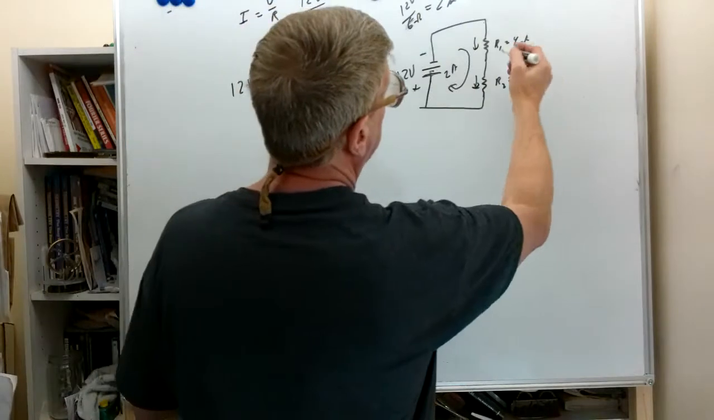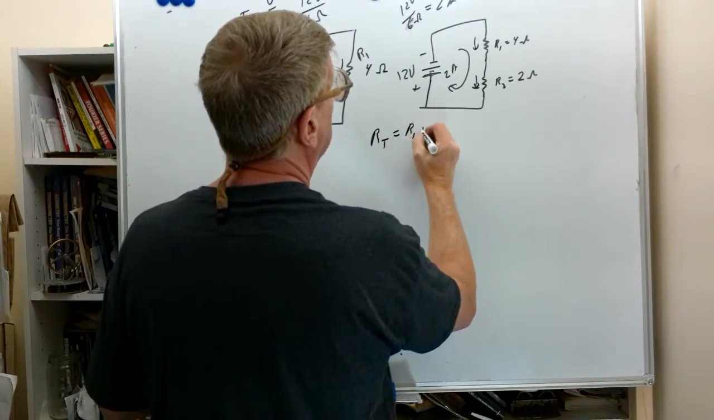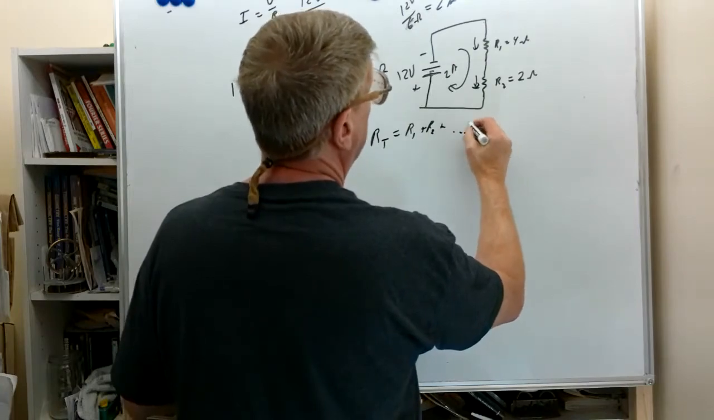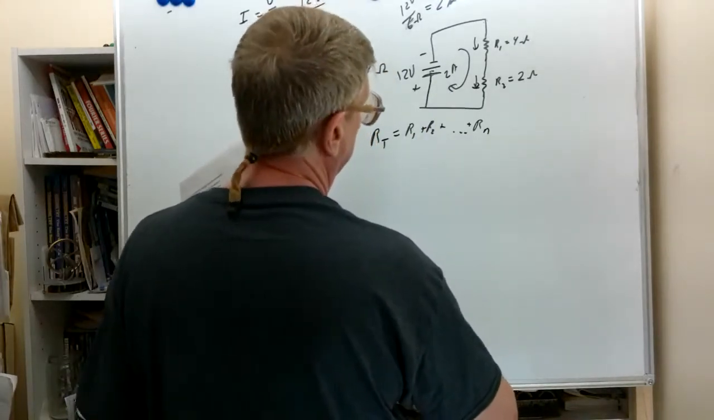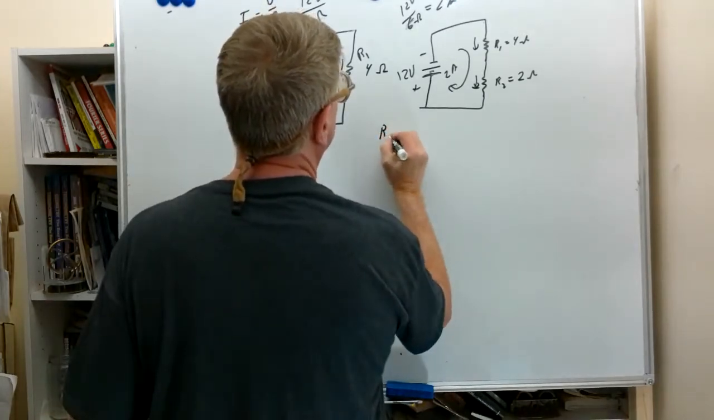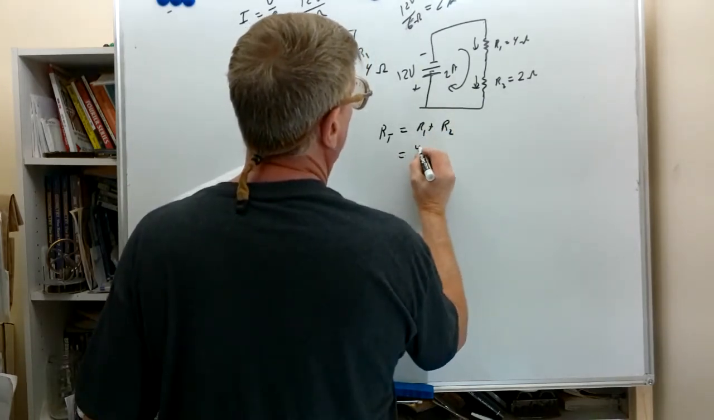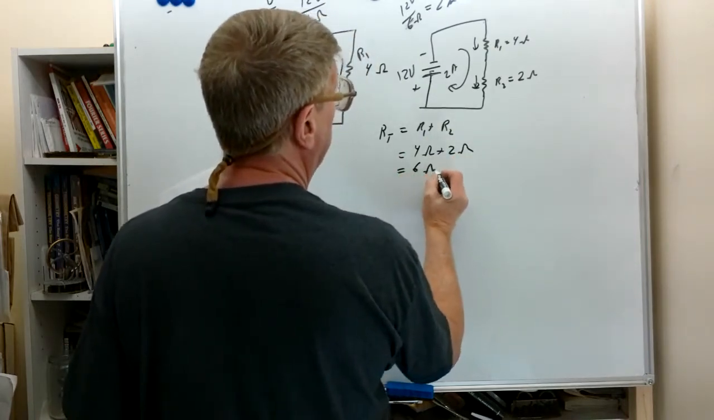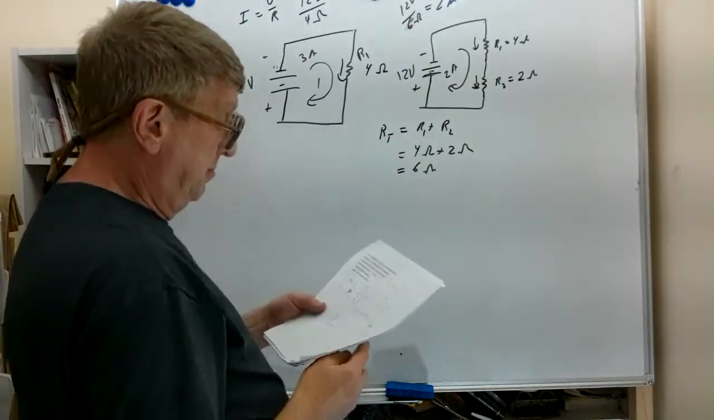And what we use here to get the total resistance, we said that R total is equal to R1 plus R2 plus on up to Rn, however many resistors you have. In this case, we only had 2. So we had R total equal to R1 plus R2, which was 4 ohms plus 2 ohms, which was 6 ohms. And that was the number we used up here to calculate our current. The voltage didn't change, but the resistance increased.